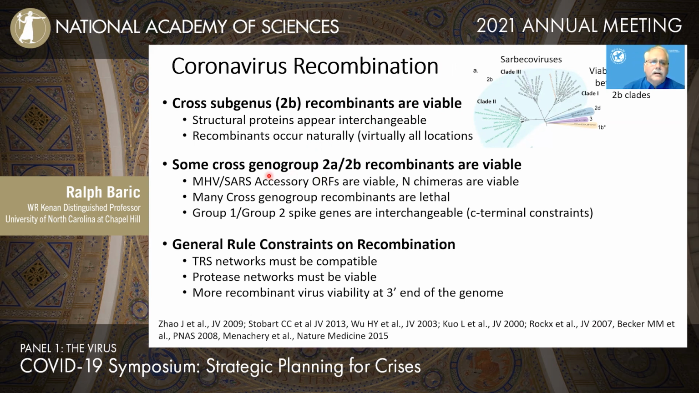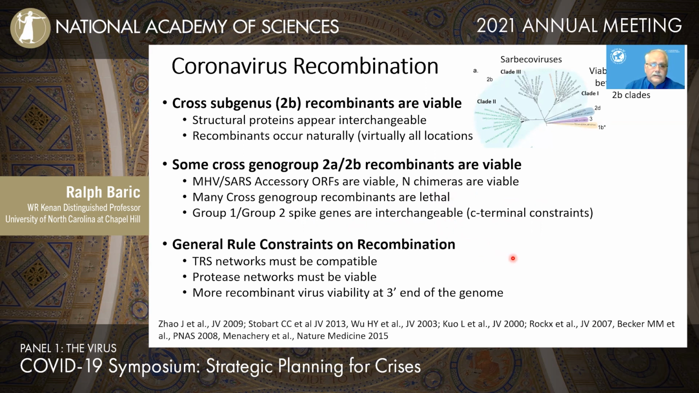When you begin to look at cross-genic group recombinant viruses, it becomes more restricted. We know the accessory ORFs can be interchanged. We know that some of the structural proteins are viable in certain combinations, but many of these cross-genotype recombinants are lethal, except in the spike gene, where the spike genes between group 1 and group 2 are actually interchangeable. There may be some C-terminal constraints that are involved in assembly and maturation and release, but in general, you can swap out the ectodomain of coronavirus spikes quite easily across the family.